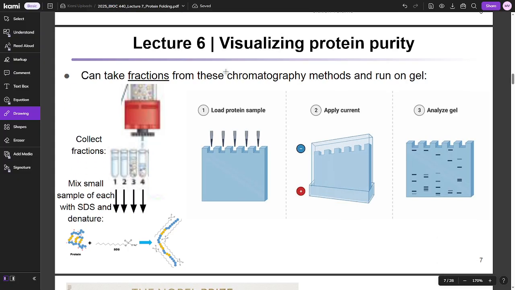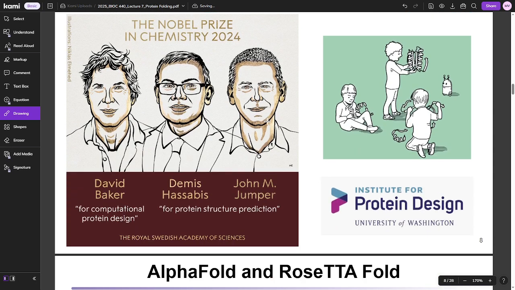So, protein purity. We can look at SDS-PAGE. You load these protein samples, you apply a current from negative to positive, and you analyze the gel. But other than that, we can get on to the actual lecture.